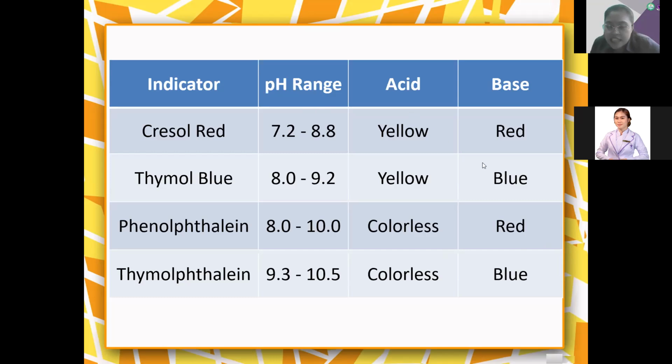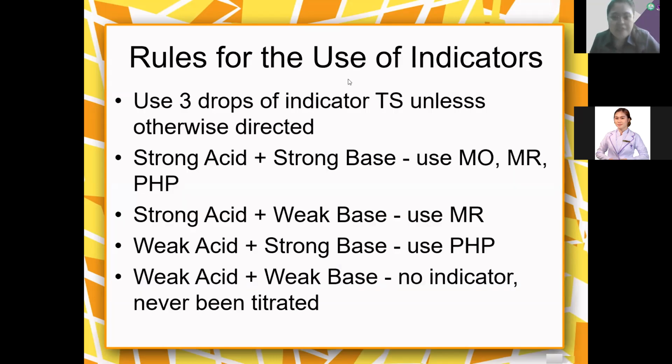So, nag-change sila again ng color if there is a change in pH. So, that is why we call them acid-base indicators. And we have to make sure during the titration process na na-add talaga siya sa sample. Kasi wala tayong makukuha na endpoint pag hindi ito na-add. Okay? We are almost done, ha?